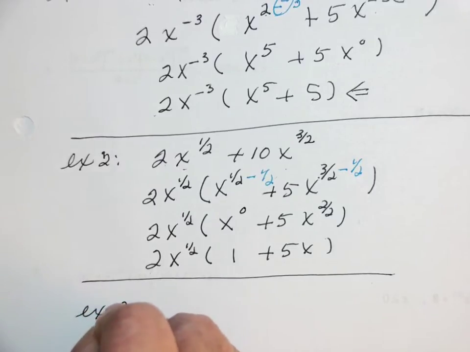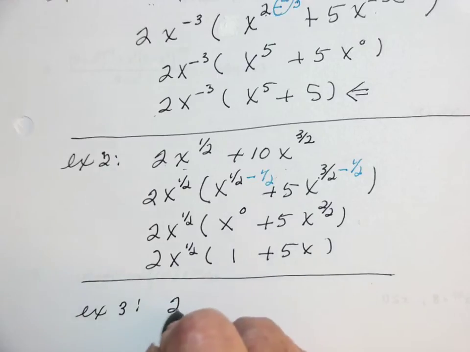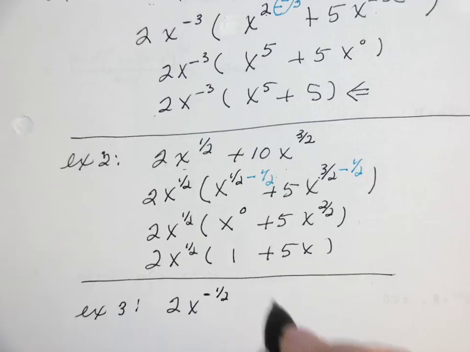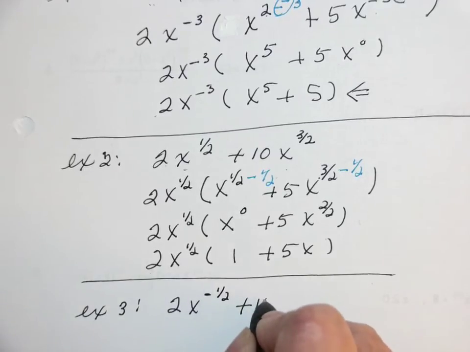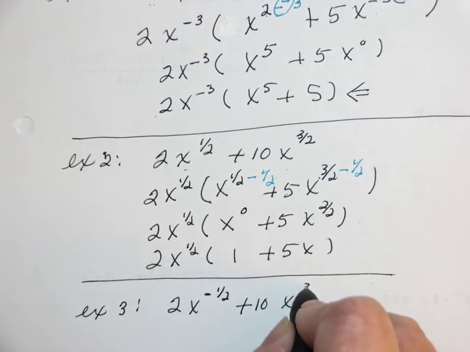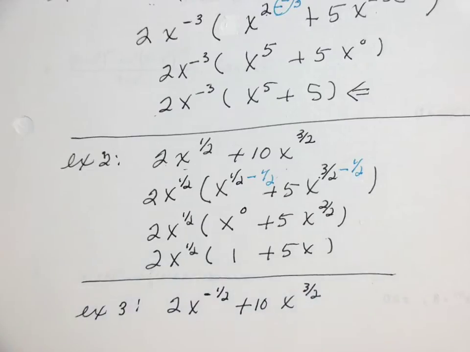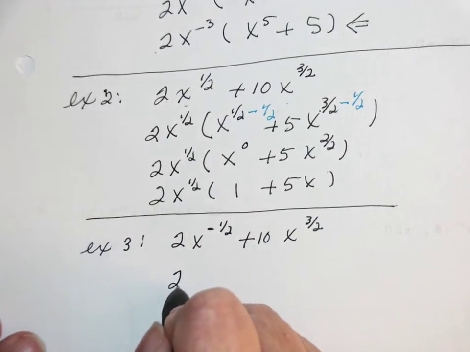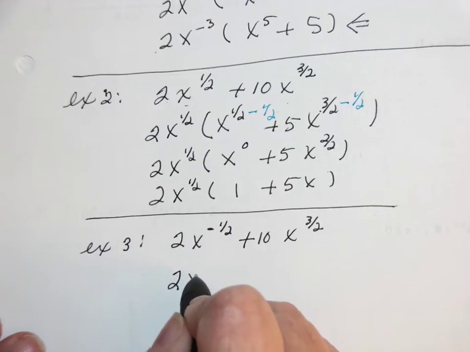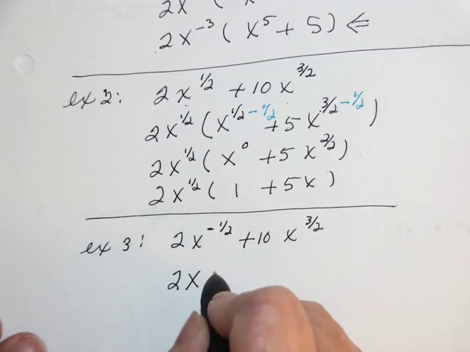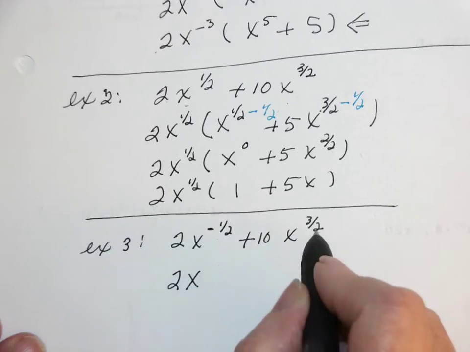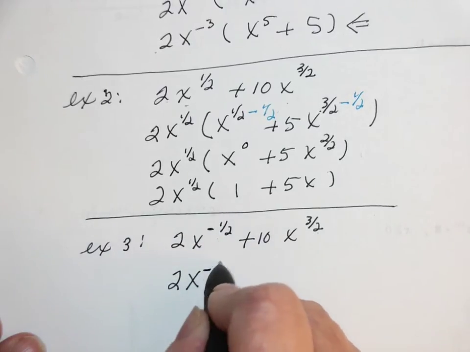Example 3. Now I'm going to make another change. 2x to the negative 1/2 instead of a positive 1/2, plus 10x to the 3/2. The concept remains the same. Greatest common factor, both have 2's and an x. The smallest power between 1/2 or negative 1/2 and 3/2 is negative 1/2.